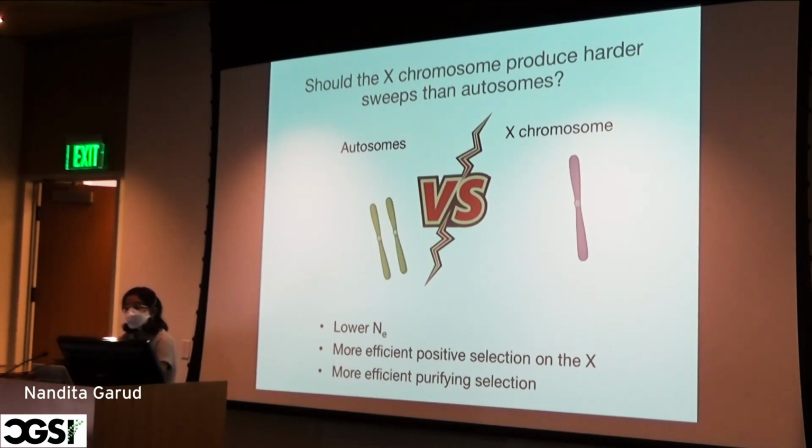So if a beneficial mutation arises, it will be felt more immediately in males and potentially pass the drift barrier sooner. And you also have more efficient purifying selection, which means that deleterious mutations get weeded out more rapidly, especially in males, and therefore you'll have less standing variation at the onset of selection, resulting in harder sweeps.